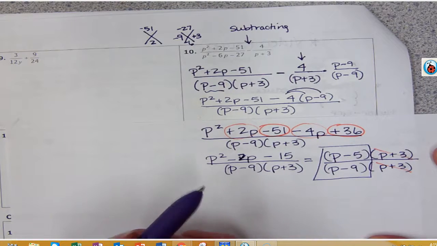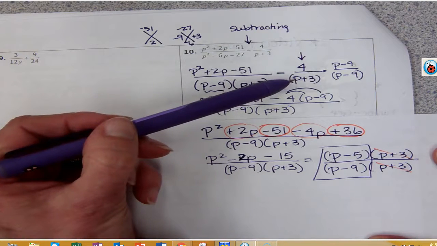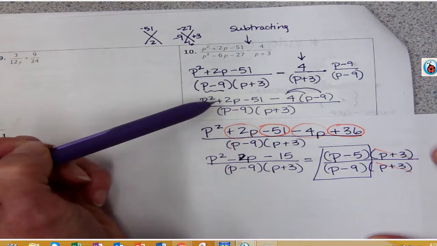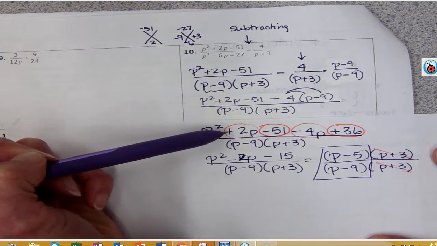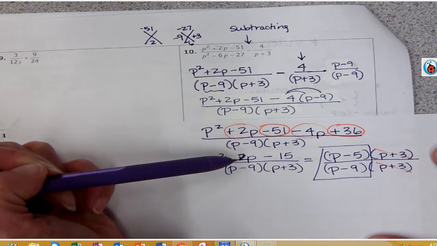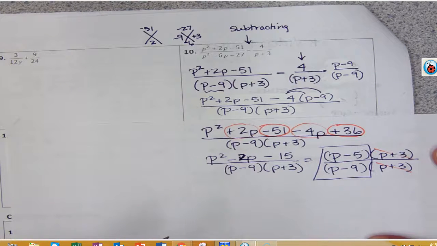So for these, the hardest part is number 1, creating your common denominator, then multiplying everything out, combining your like terms, refactoring, and then simplifying.